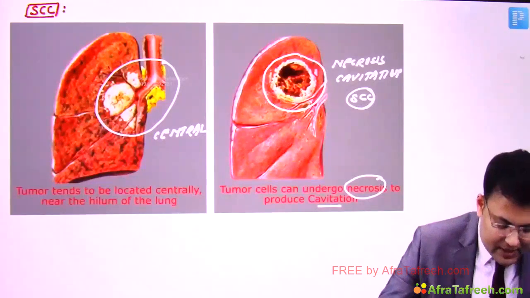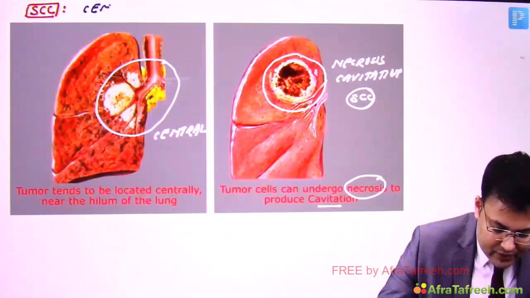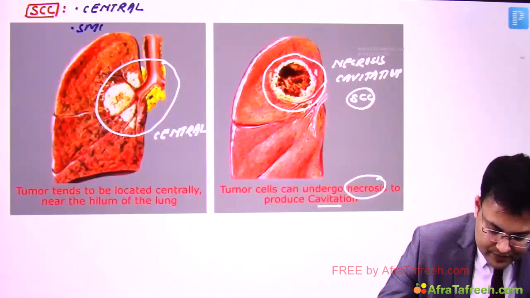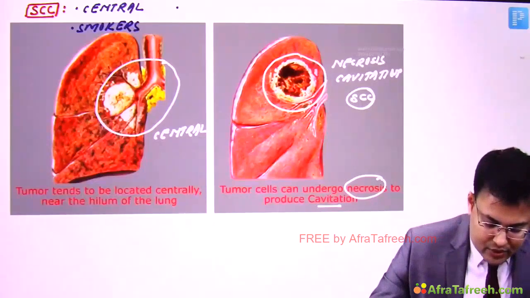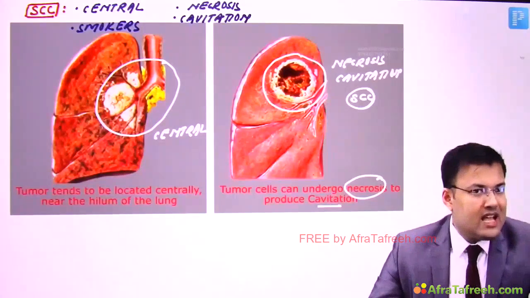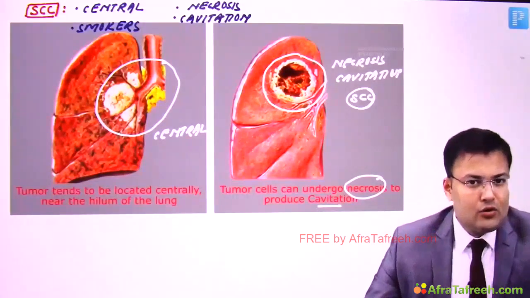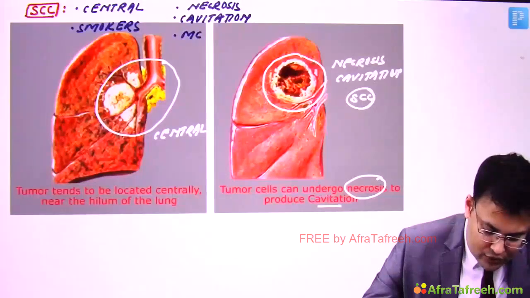And what are the important points? First, it is central. That's why it is more common in smokers. Okay. What? It is associated with necrosis, as you saw, and cavitation. And we discussed the worldwide most common type is adenocarcinoma, but the most common type in India is squamous cell carcinoma. So this is most common in India.